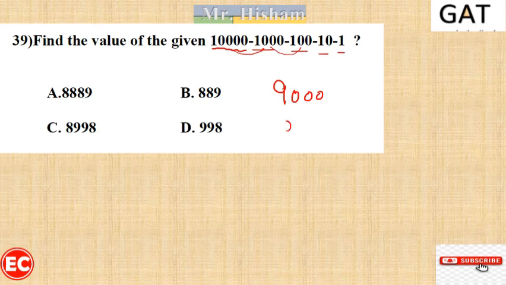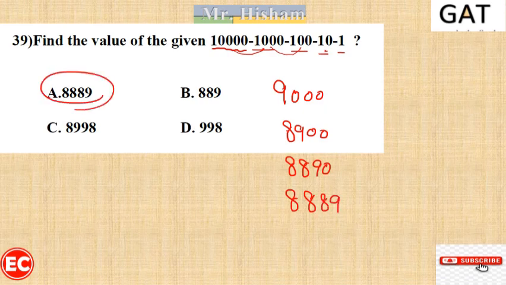So it's going to be 8,900. And then I'm going to subtract 10, so it's going to be 8,890. And then I'm going to subtract 1, so it's going to be 8,889. So the right answer is A. So I go down step by step. I subtract 1,000, then I subtract 100, then I subtract 10, then I subtract 1.